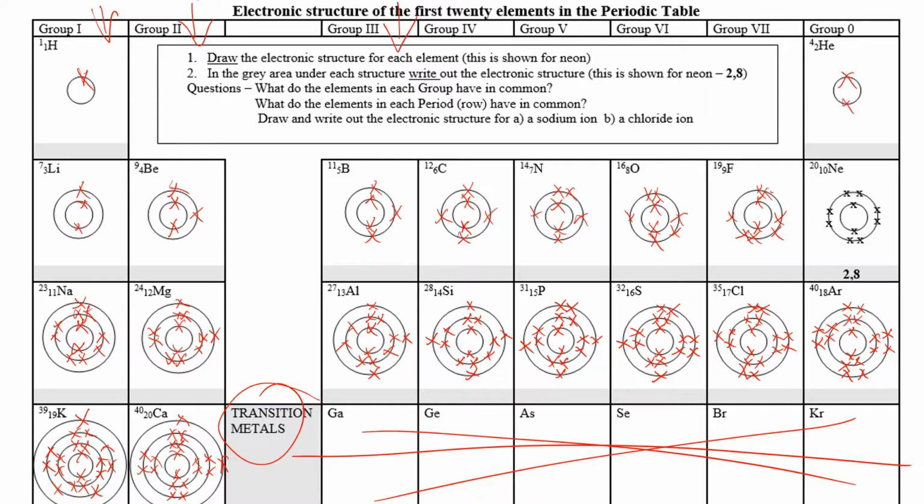Did you pick it up? Each row has the same number of shells. So row 1 or period 1 has 1 shell. Row 2 or period 2 has 2. 3 has 3 and 4 has 4. So that's what they've got in common there.